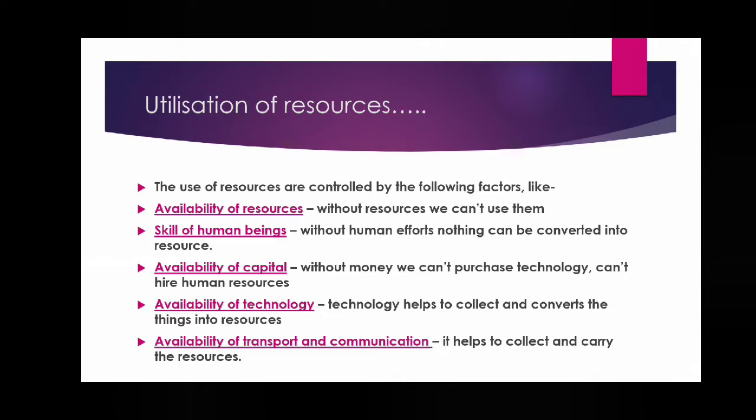So already we have discussed the meaning of resources. Now come to the next, how can you use the resources? If you want to use the resources, what type of factors do you need, what are the controlling factors? First one, availability of resources. What is the first one? Availability of resources. If we want to use the resources, first of all you need this resource. This resource must have availability. Without the availability of resource, you cannot use them.